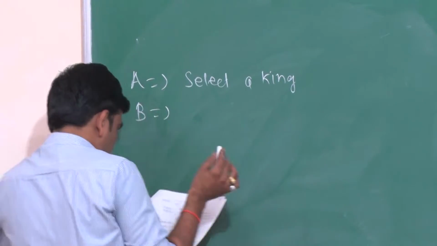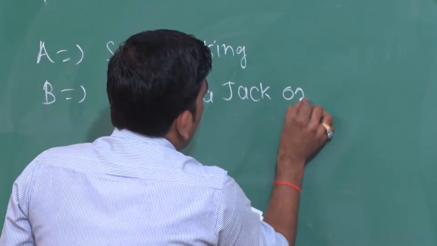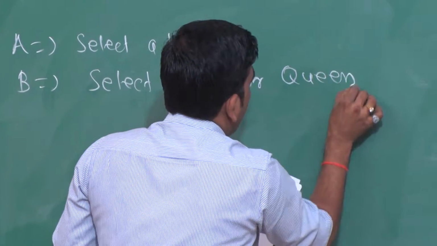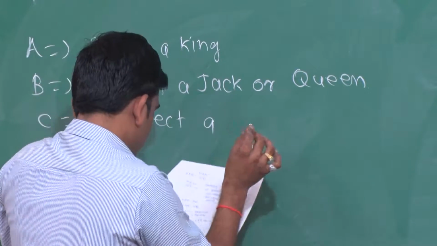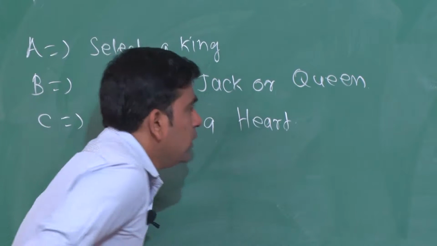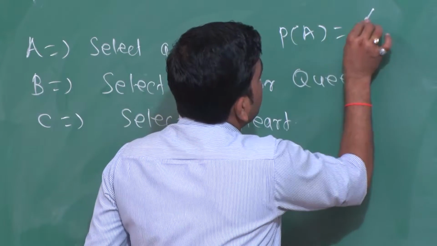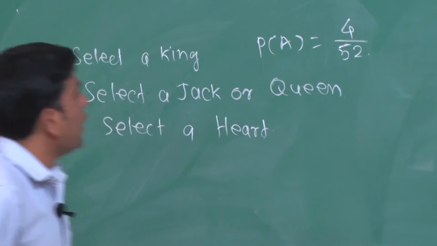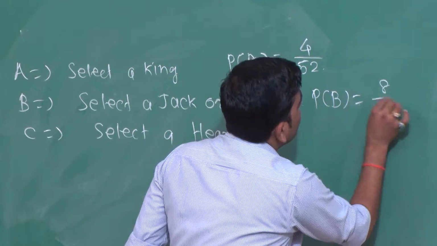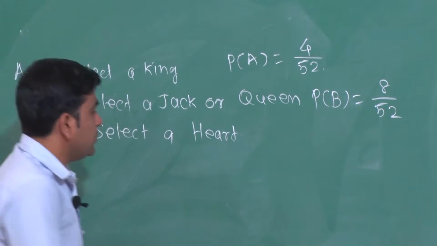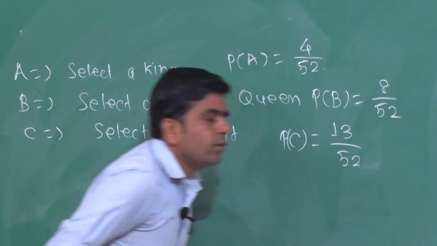B, that is select a jack or queen, and C is the event select a heart. So first event select a king, we are having the 4 kings, so we will get probability of A, that is equal to 4 by 52. Select a jack or queen, probability of B, that is equal to 8 by 52, and select a heart, that is probability of C is equal to 32 by 52.